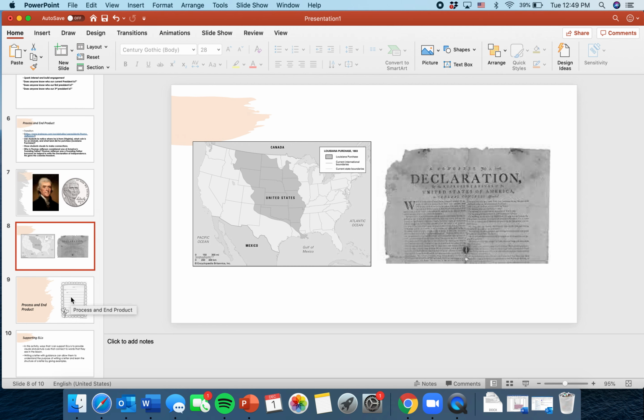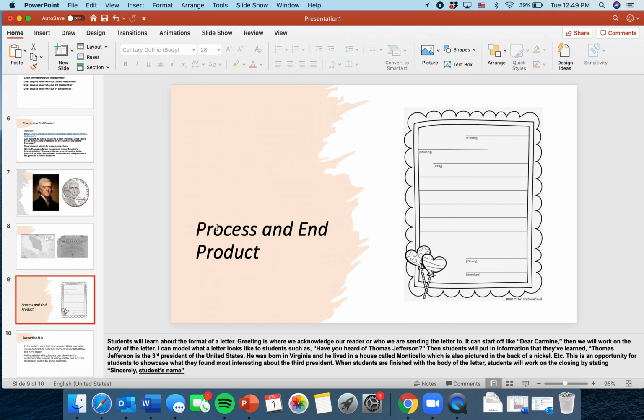So now we're going to transition and write a letter. At this point, students will learn about the format of a letter, and they already have watched the video of writing a letter and what goes in it and how to start and how to end a letter. So the greeting, most students would start off with dear neighbor or dear friend, whoever they're sending the letter to. And then we can start off on the body of the paragraph.